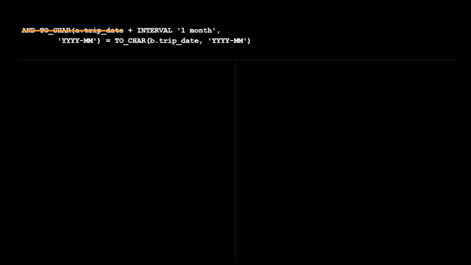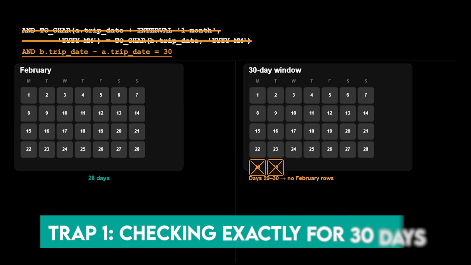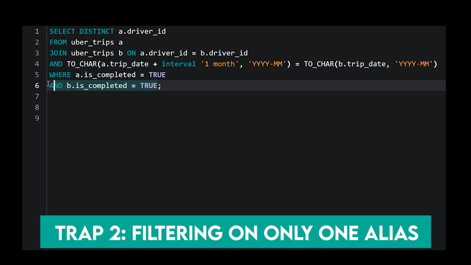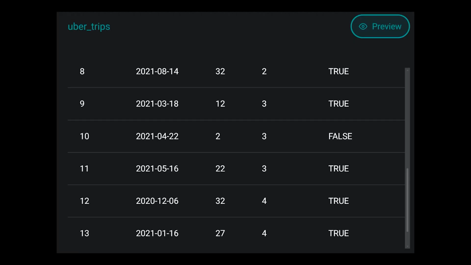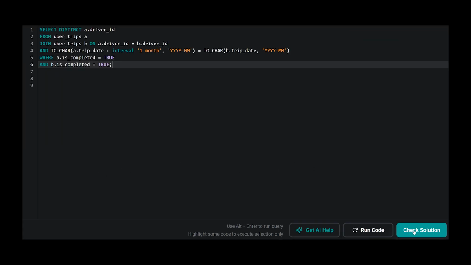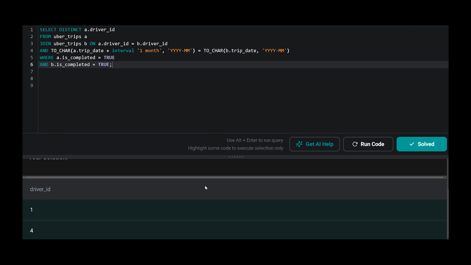That distinction matters. Subtract dates and check for exactly 30 days, and February breaks your query immediately, because February isn't 30 days. Second trap, filter is completed equals true on only 1 alias, and you'll match a driver who started a trip in month A but never finished it against a real completed trip in month B. Filter both sides of the join, or the pairing means nothing.